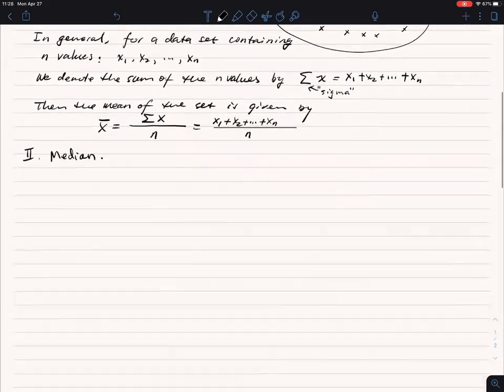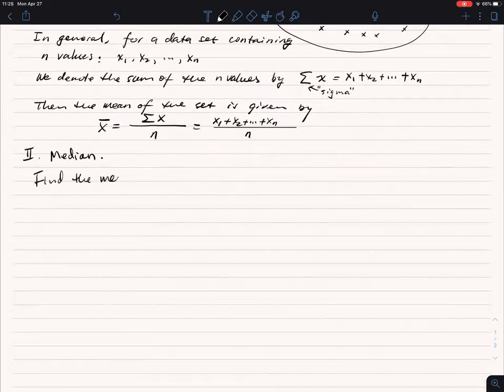Median, do you recall what is median? So let's see. How about find the median of 93, 72, 58, 36, 97. Can you find the median of this? Can you find the median?